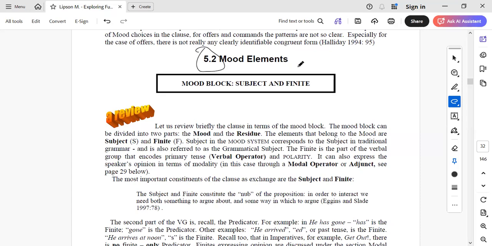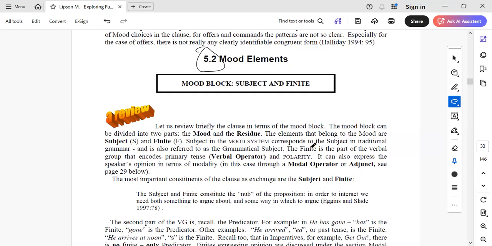We are going to start from 5.2, mood elements. In the previous class, we discussed what mood is, right? So there are three types basically: declarative, imperative, and interrogative. Now let us review briefly the clause in terms of the mood block. The mood block can be divided into two parts. One is mood and another one is residue.